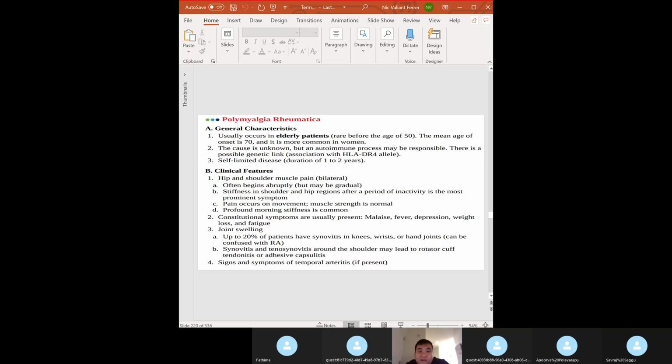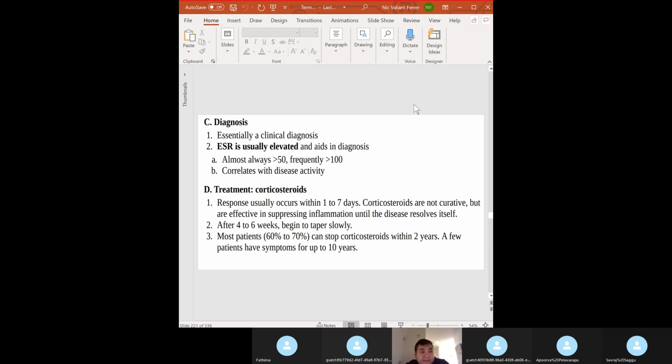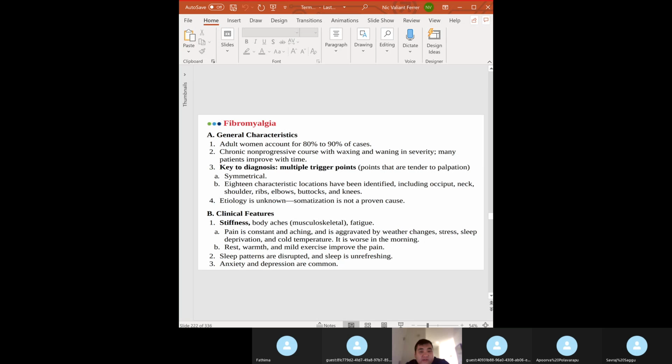Okay, polymyalgia rheumatica. This occurs in elderly patients. Commonly, there's a genetic link involved, HLA-DR4 allele. What can we see? Bilateral hip and shoulder muscle pain. You have some constitutional symptoms. However, this is a clinical diagnosis. ESR is elevated, and we treat it with corticosteroids. Contrast that with fibromyalgia.